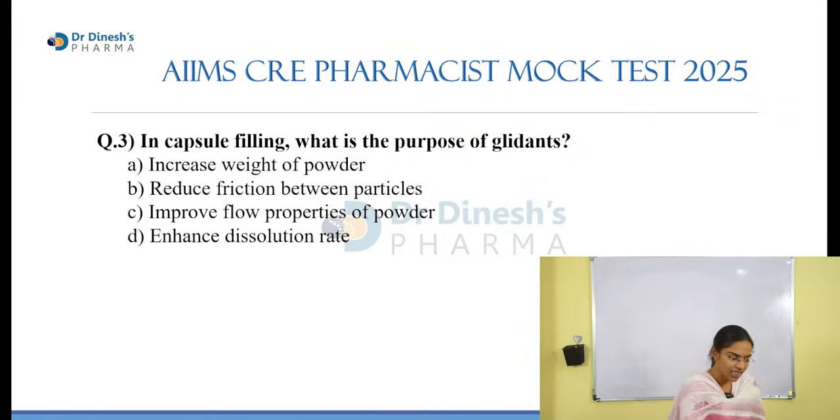So the question is about capsules. In capsule filling, what is the purpose of the glidants? Okay, our options here are A, increase the weight of powder, B, reduce friction between the particles, C, improve flow properties of powder, and D, enhance the dissolution rate.